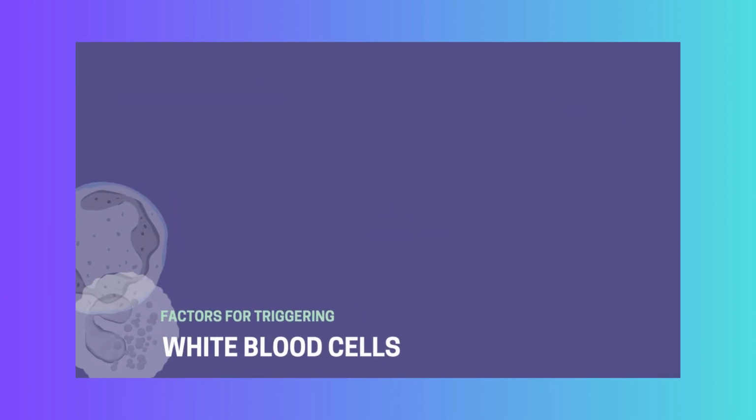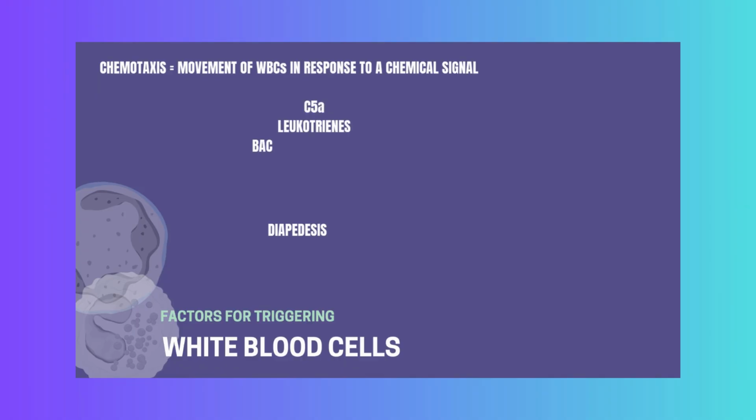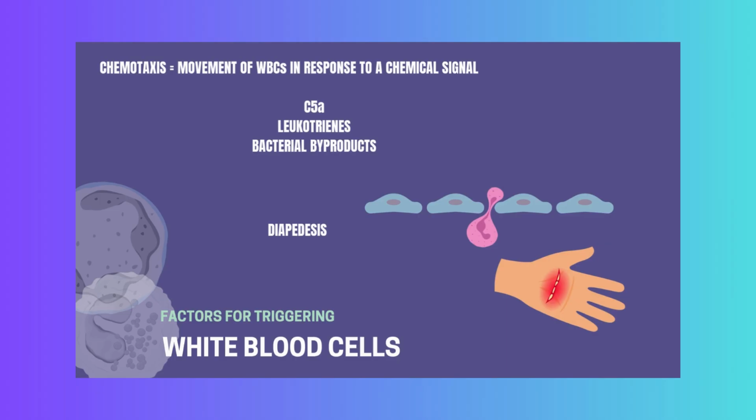To reach the site of infection, white blood cells leave the bloodstream through a process called diapedesis. Neutrophils, for example, follow chemotactic signals like C5a, a complement protein, leukotrienes, and bacterial byproducts. These signals guide them to the infection site, where they squeeze through the blood vessel walls and enter the affected tissues.